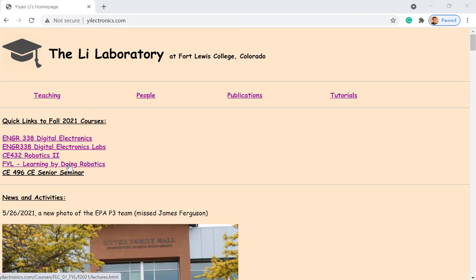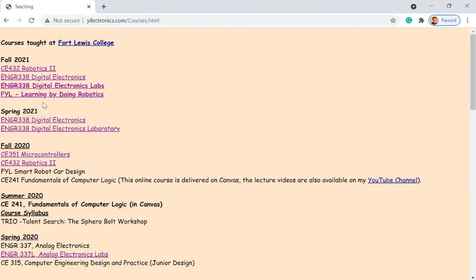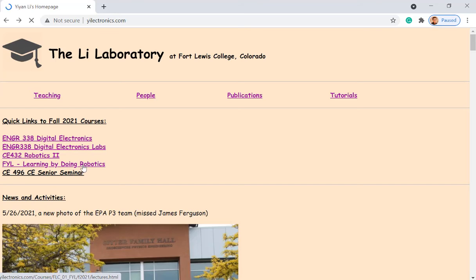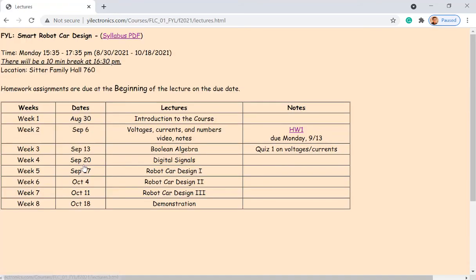I can also find this link under this teaching tag. So you can see FYL, learning by doing robotics. But there are also some quick links for you guys. Just click, and you'll find the syllabus and the schedule for this class as well. So we have 8 classes in total.